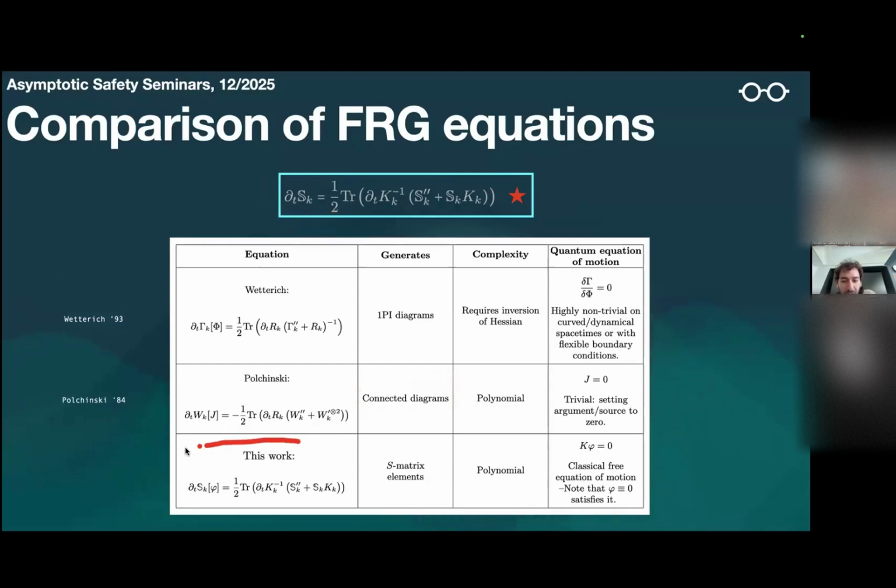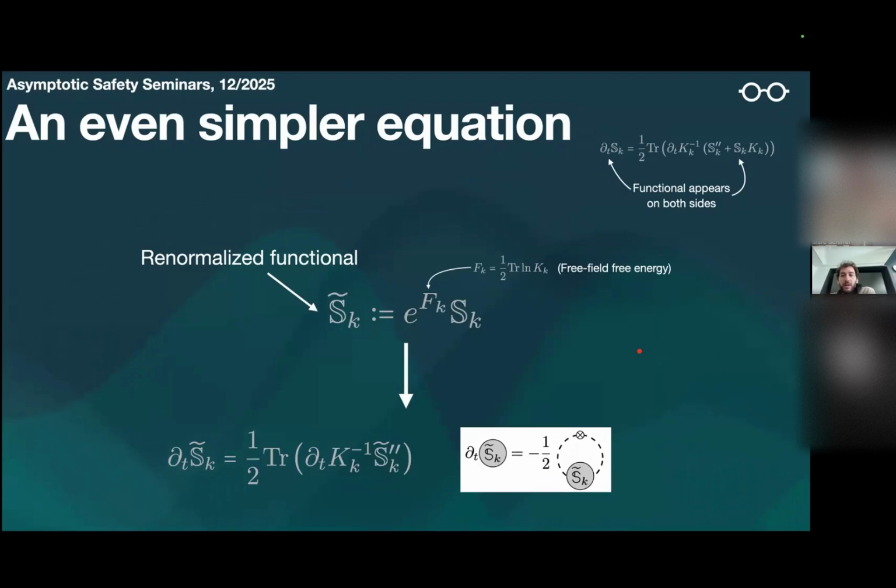Okay, so indeed, this is what I've been saying. Let me just say a few more things about our quantum equation of motion. This is a quantum equation of motion, but it's really just the classical free equations of motion. And note that in particular, setting varphi to 0 satisfies this equation. So this is similar to what happens with the Wetterich equation. Something funny about this equation.